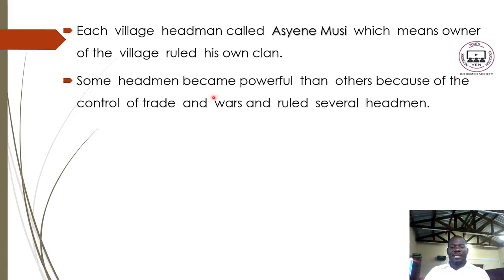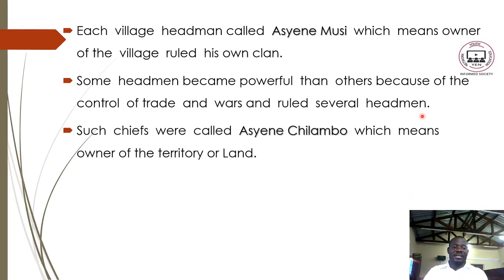Some headmen became more powerful than others because of control of trade and wars, and ruled several village headmen. Other villages, therefore, became very powerful, and their village headmen became controllers of maybe 3 or 4 villages, because they were able to control trade as well as control others through war. Such chiefs were called Asiene Chilambo. These ones were the owners of the territory or land.